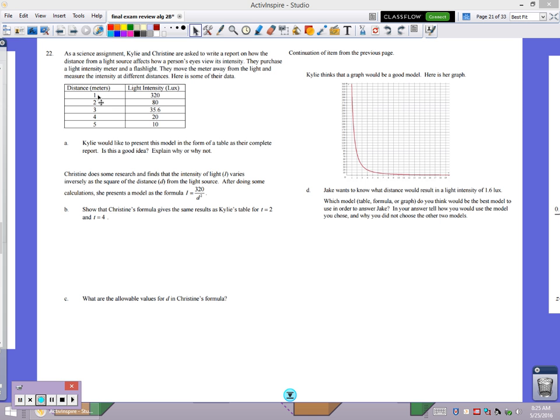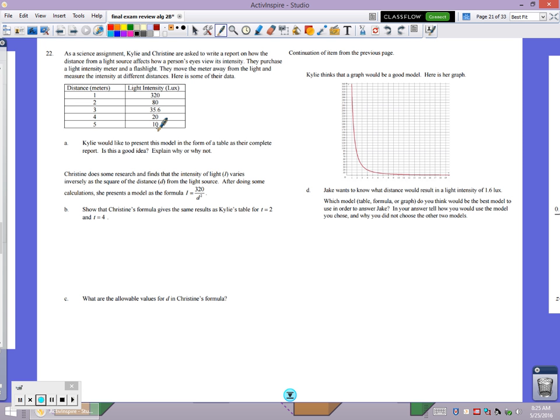So at 1 meter away, the light intensity was 320 lux. After 2 meters, it was down to 80. After 3, so it's definitely decreasing. Okay, so Kylie would like to present this model in the form of a table as their complete report. Is this a good idea? Explain why or why not.